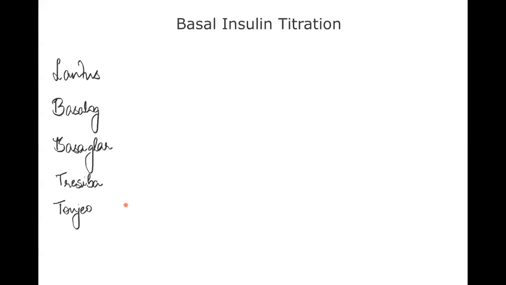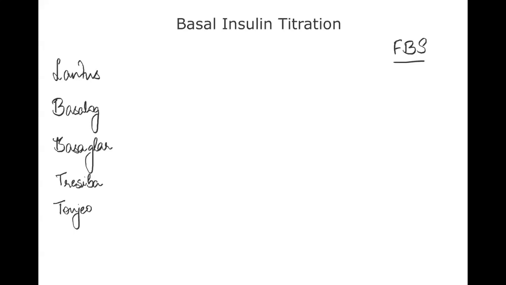But if someone is on basal insulin, what are we trying to achieve? We're first trying to fix our fasting blood sugar. So we call this fix fasting first. The first blood sugar we want corrected is the fasting. And once that's corrected, even then, if the HbA1c is above target, then we start looking at the rest of the sugars after the meal to bring them under control.